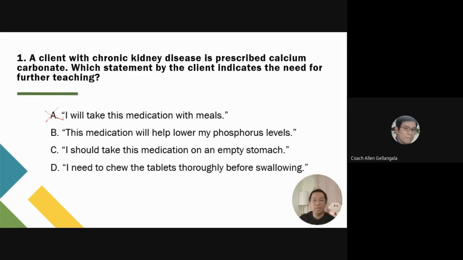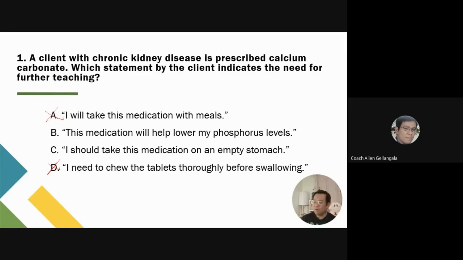Okay, let's go to D. I need to chew the tablets thoroughly before swallowing. Do you need to chew it? Yes, for better absorption. So D is also considered a correct statement.